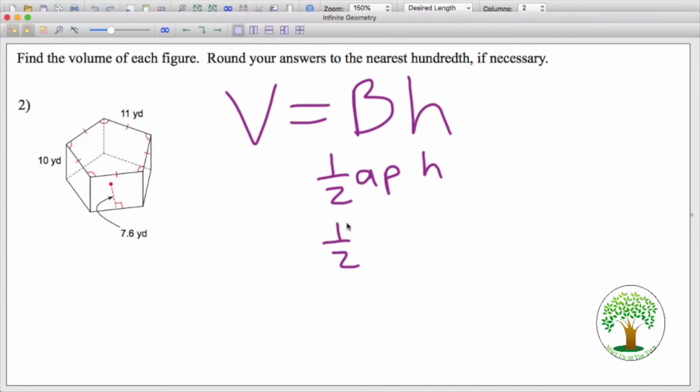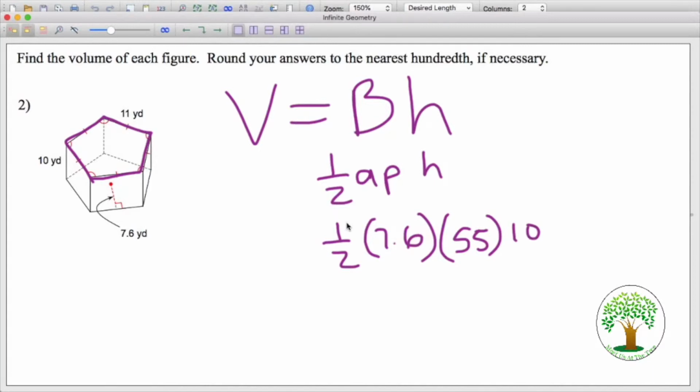Yes. So 1/2. What is our apothem? 7.6. And my perimeter? What is this, and this, and this? 55. How did you get 55, Amy? I agree. 11 times 5. That's correct. And your height? 10, because the height is the distance between the two of them.